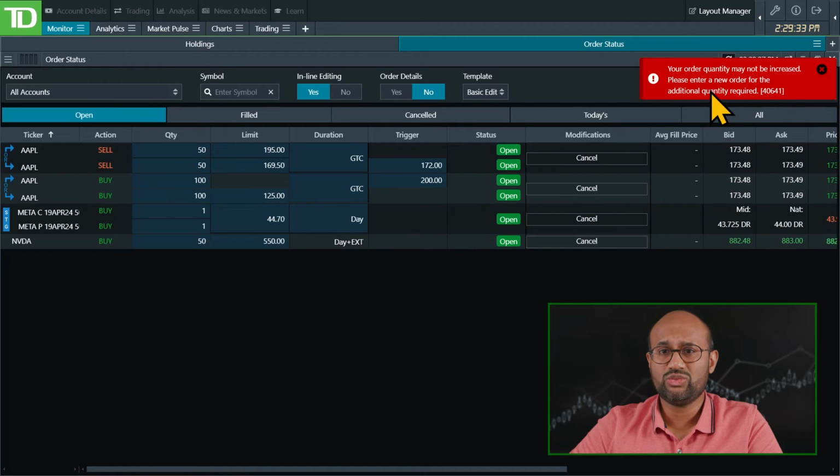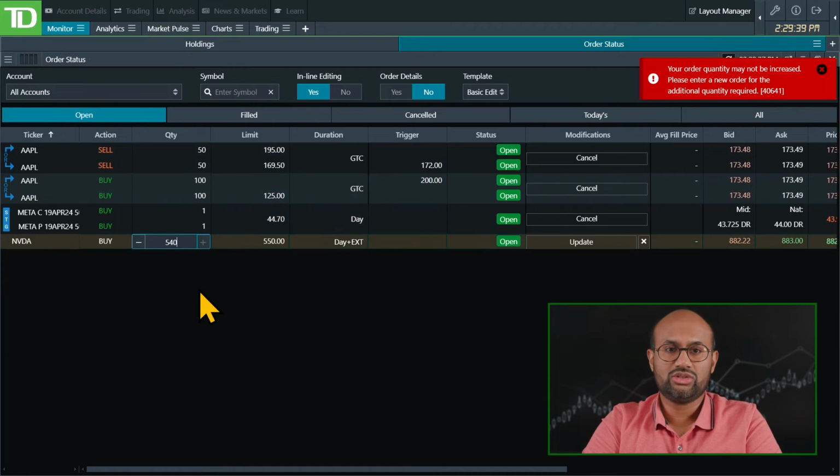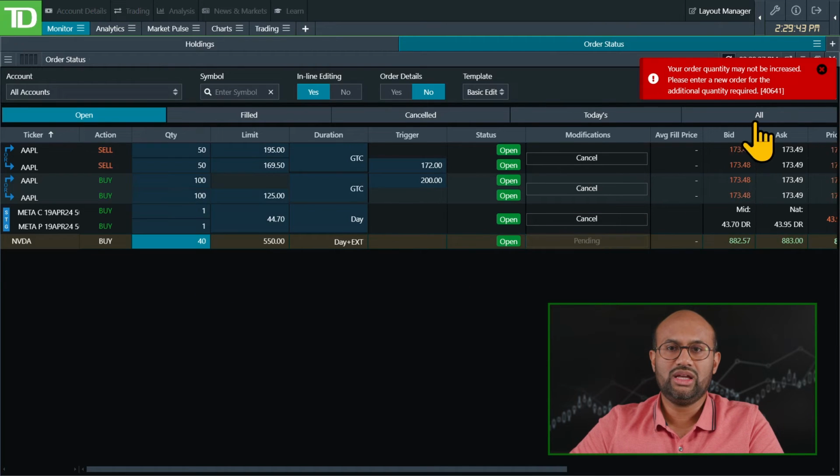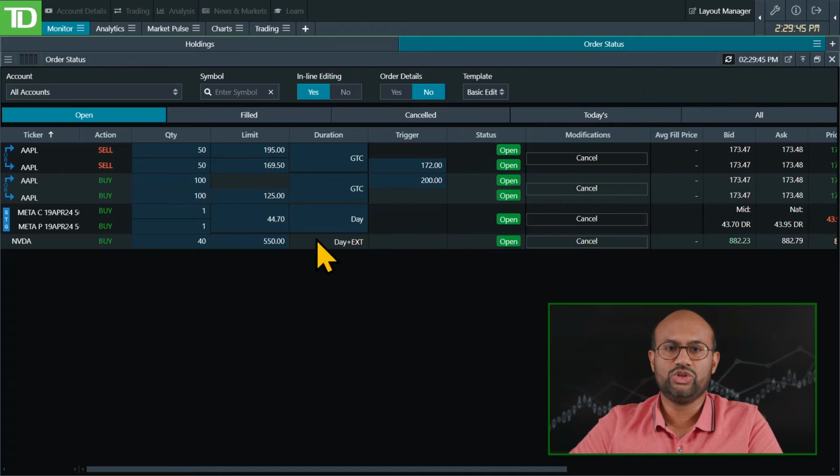In this case, it's telling us we can't increase the quantity, but we can decrease it on this order. So let's go back and try the decrease. Let's say we want to do 40 shares instead of the 50. We can hit update, and that order should take, which it does, and you can see the new status is being updated there for us.